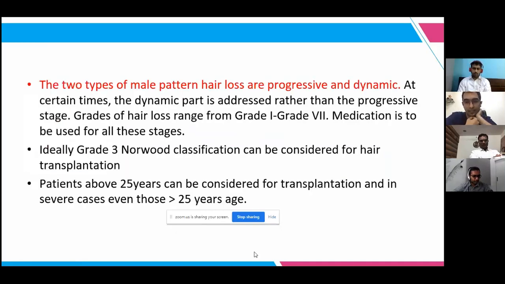Anand, do you want to add something extra? Usually it can be done above 25 years, sir, or below 25 years it can be done. It depends, sir. Because if severe baldness is there at 25 years also, we will take it up, because of the psychological condition of the patient. It's very, very important. It's psychosocial. Okay, which is the ideal patient? Grade 3 Norwood classification patient, or anybody? Grade 3 and above, grade 3 to 6 and 7.